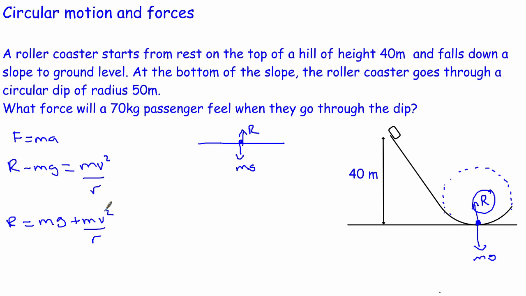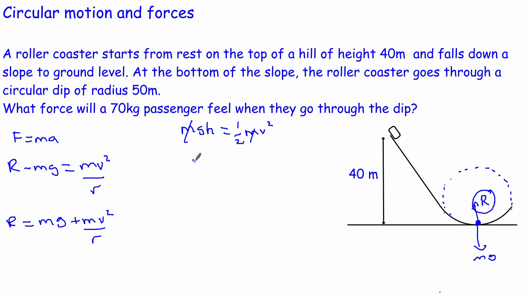I need the velocity. I haven't got the velocity in the question, so I need to think about what else I've got. I do know how high this thing falls down from, so I can use that to work out how fast it is going. I'll just get rid of this for a sec. The gravitational potential energy at the top is given by this, and I'm going to assume that all of it is converted into kinetic energy as it gets down to the bottom. Kinetic energy is given by this. So I can get rid of my m's. I know what g is, I know what h is, so I can work out what v is.